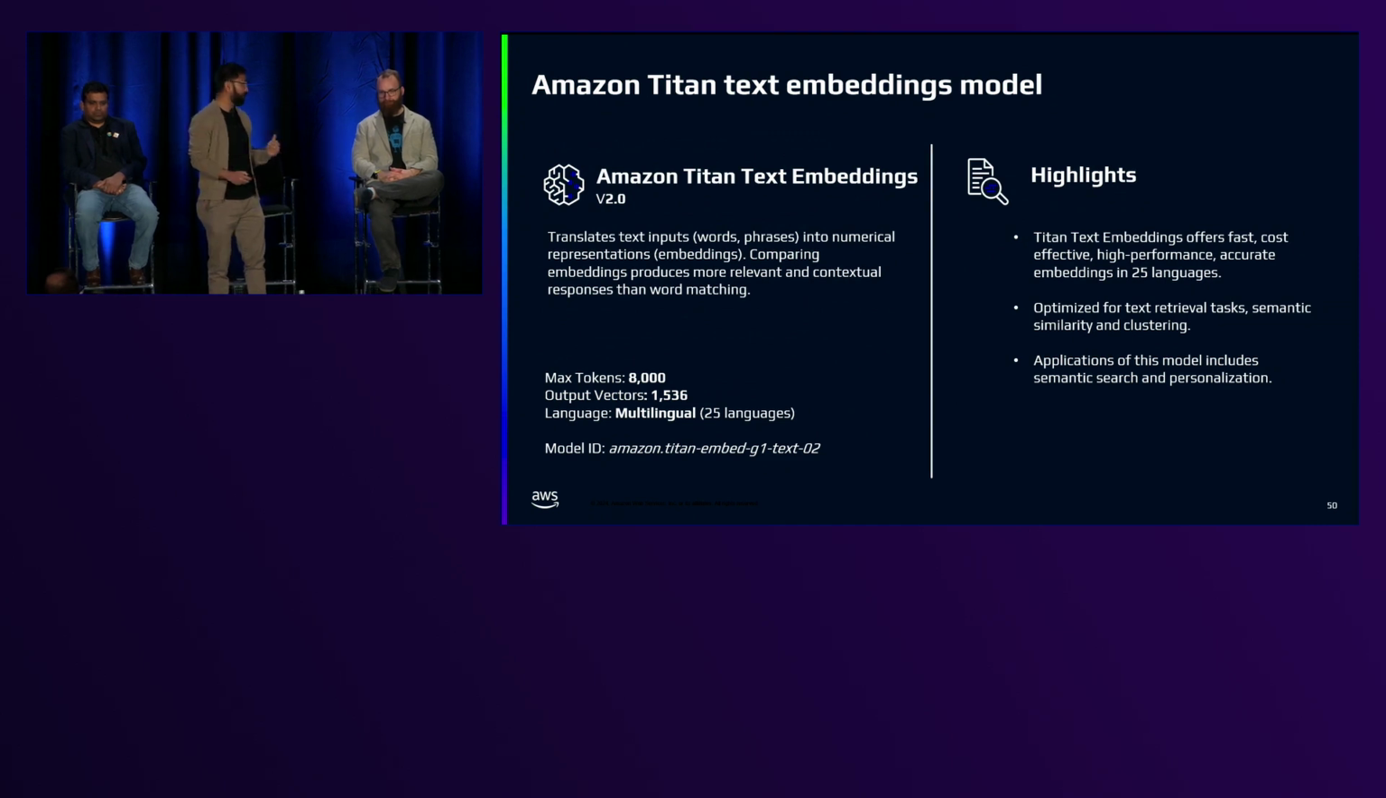Jeff told us about RAG. A critical component of the RAG is to generate and store vector embeddings. And comparing embeddings improves the relevance and the contextual responses. Along with the image generation models, text generation models, multimodal models, we also have embedding models in Amazon Bedrock. One such model is the Amazon Titan text embedding model.